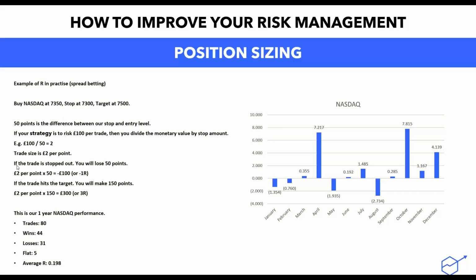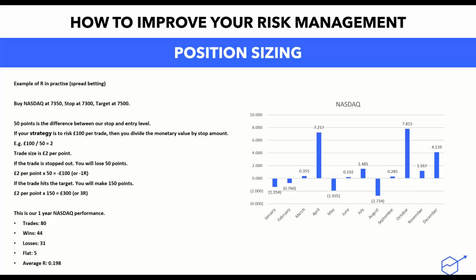Therefore, if our trade hits the stop, we will lose 50 points, and we know that that's 50 times 2. So we're going to be losing our £100, or 1R. We'll be down 1R. If the trade hits the target, we'll make 150 points, and at £2 a point, or 2 lots, that will be £300, or 3R.